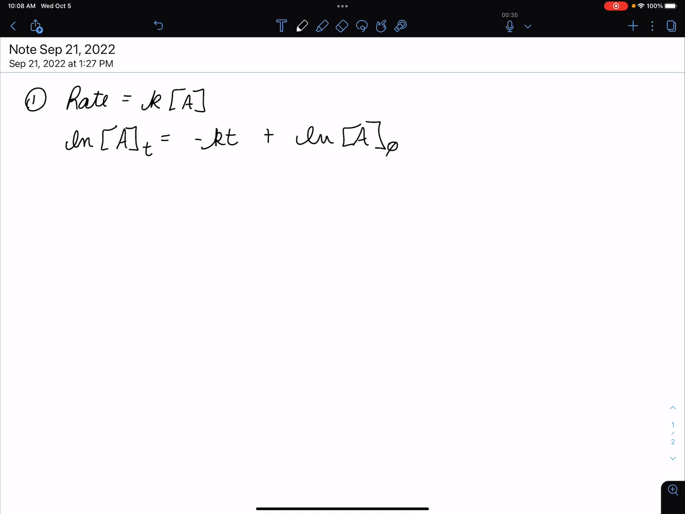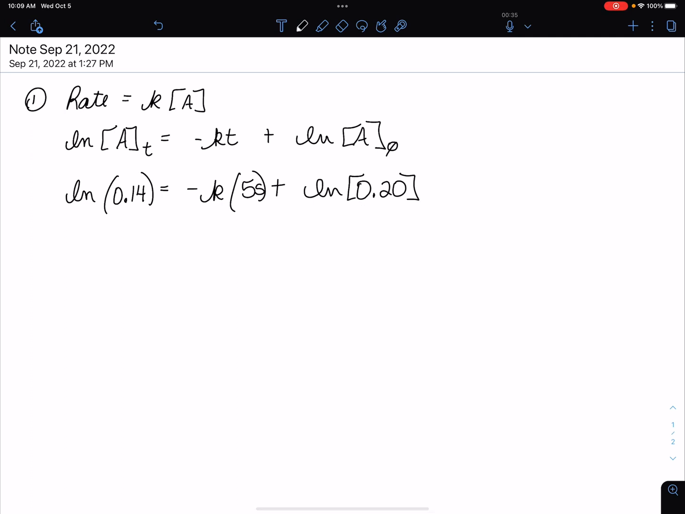I'm going to pick from 0 to 5 seconds. The natural log of the concentration at 5 seconds, 0.14, is equal to negative K, which I don't know, times my time, which is 5 seconds, plus the natural log of the initial concentration of A, which is 0.20. And you could do this for any 2 points. You could do 0 and 10 seconds, but you'd need to use 10 seconds as your time. You would still use the 0.2 as the initial, but you would want to use 0.1 as your final.